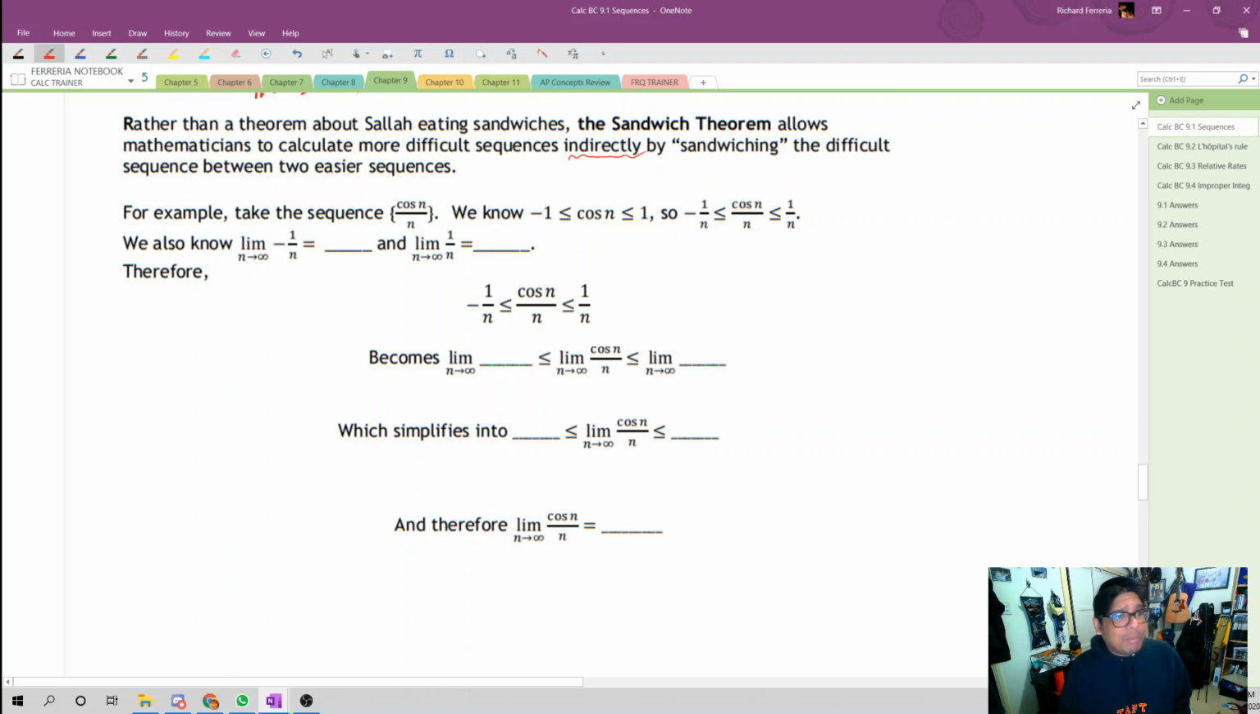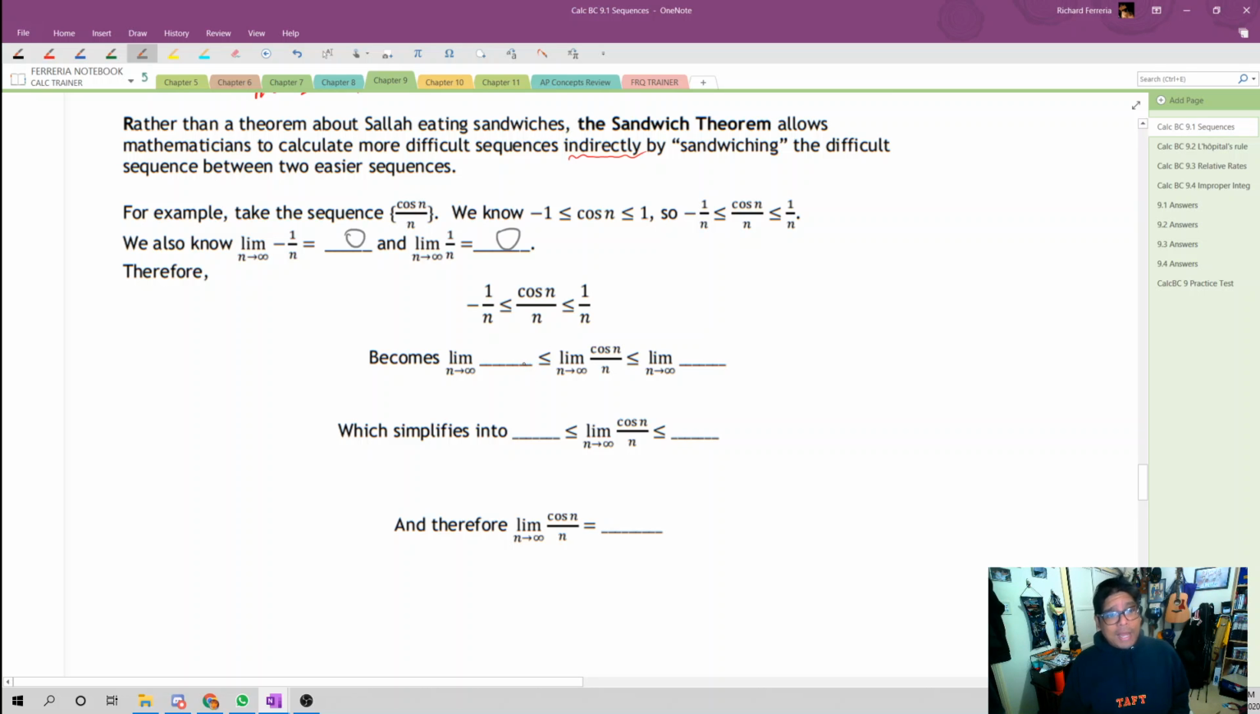So take, for example, the sequence cosine of n over n. So we know for sure that cosine is between -1 and 1. And if that's true, just dividing everything by n, we get cosine n over n is between -1 over n and 1 over n. Next, we also know the limit as n approaches infinity of -1 over n is equal to 0. And then the limit of 1 over n as n approaches infinity is also equal to 0.